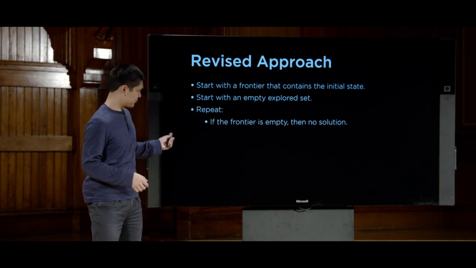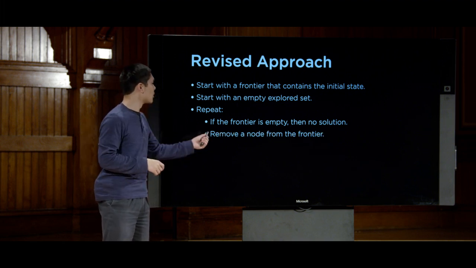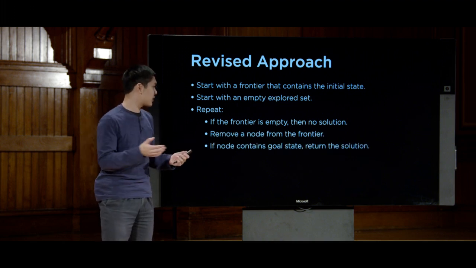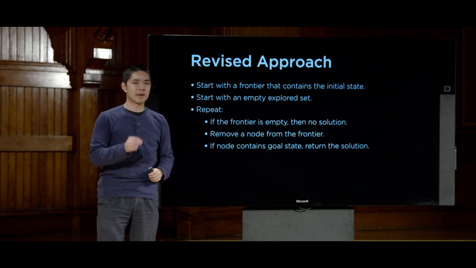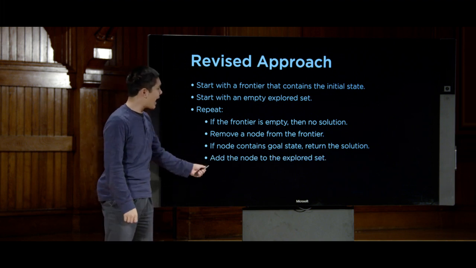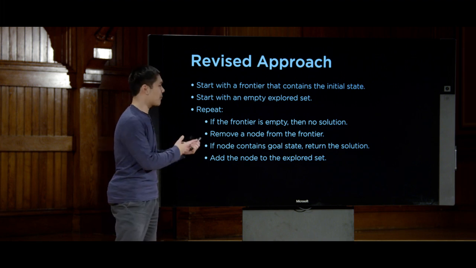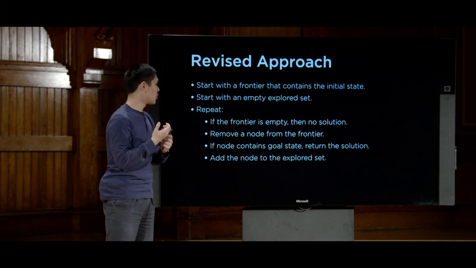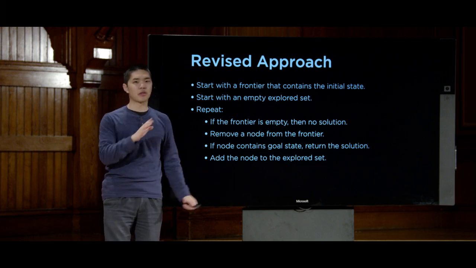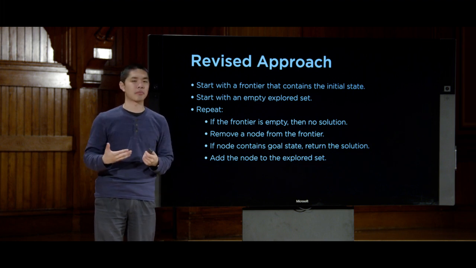And now we repeat. If the frontier is empty, no solution, same as before. We remove a node from the frontier. We check to see if it's a goal state, return the solution. None of this is any different so far. But now, what we're going to do is add the node to the explored state. So if it happens to be the case that we remove a node from the frontier and it's not the goal, we'll add it to the explored set so that we know we've already explored it. We don't need to go back to it again if it happens to come up later.